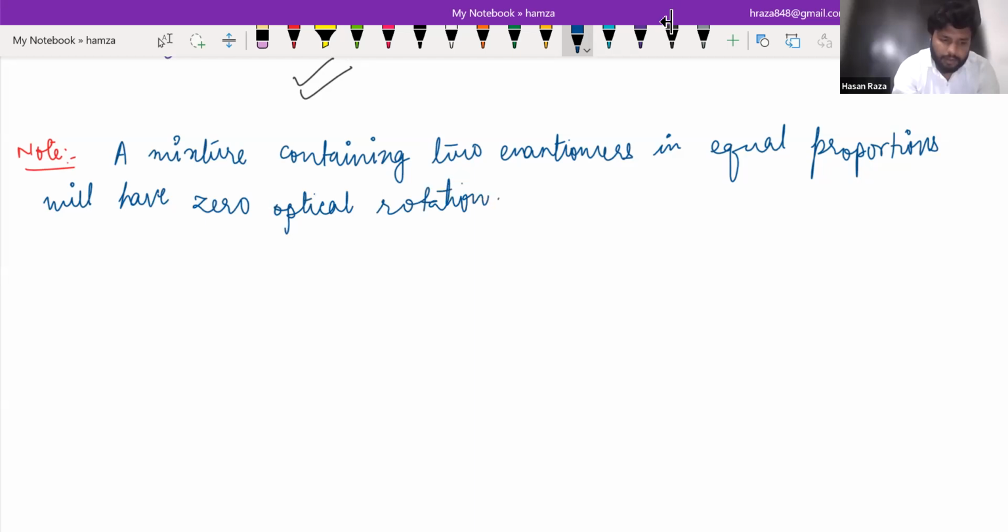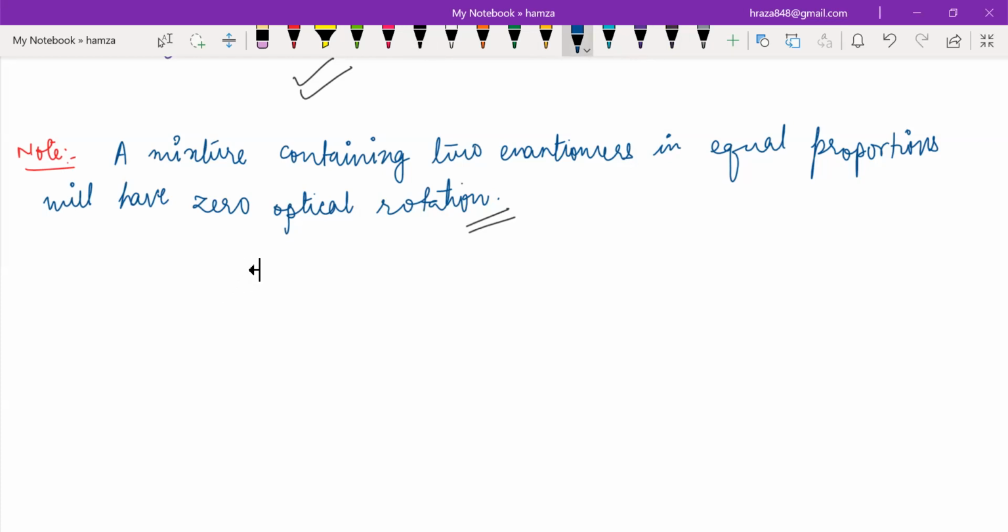You know that these enantiomers will not be superimposable. That means one will be on the left, then another will be on the right. They are opposite to each other. So one of the compounds will be L, that means levorotatory, anti-clockwise. Then the second compound will be D, dextrorotatory, which will be clockwise. So when they are mixed in equal proportion, one will move clockwise and another will move anti-clockwise. That will cancel its effect, and that's why it will have zero optical rotation. Is that clear?